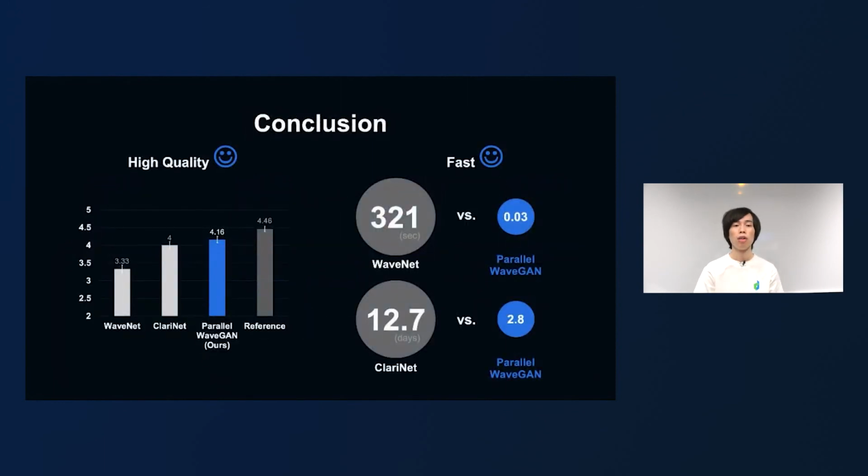Now, the conclusion. In this presentation, I talked about parallel WaveGAN that we have developed. Parallel WaveGAN is a method that can achieve the same or higher quality than existing methods, generate speech quickly, and require short training time.